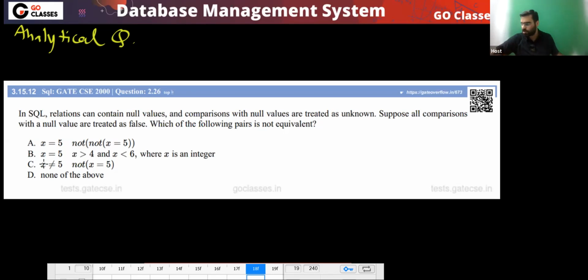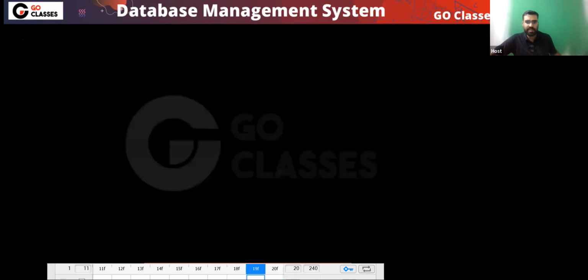So let's see what this question is saying. The question is actually very easy. The question is saying that in SQL, relations can contain null values, and we already know that. In SQL, relations can contain null values, and comparisons with null values are treated as unknown. This we have already seen. If you do a comparison with null values, then we treat this as unknown. That is by default, correct?